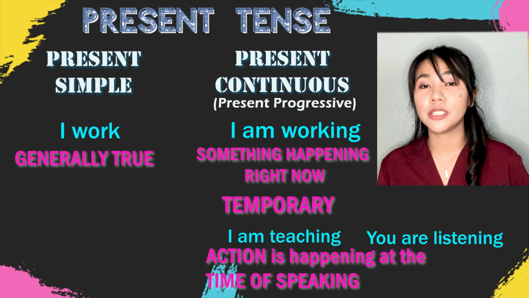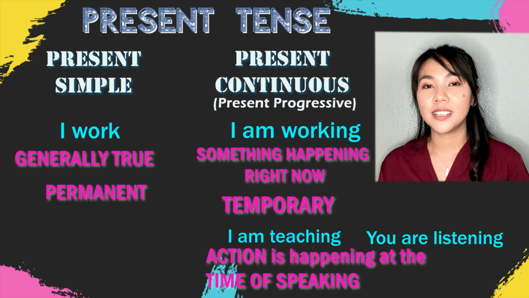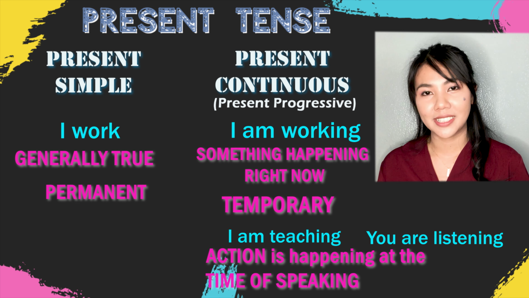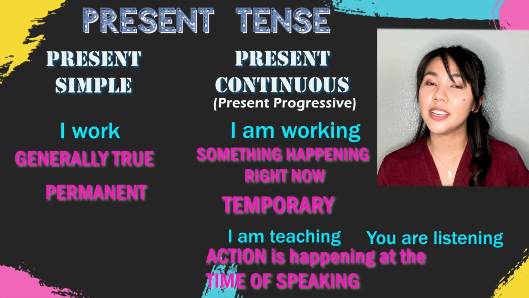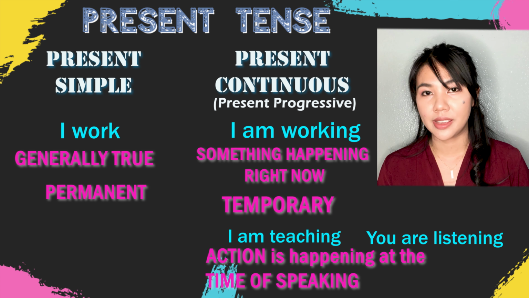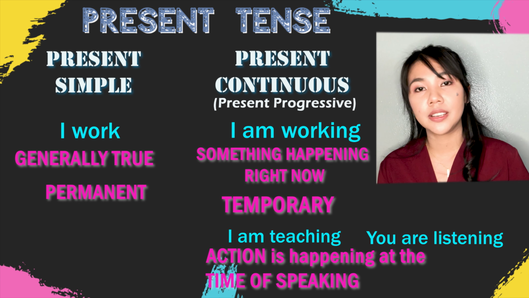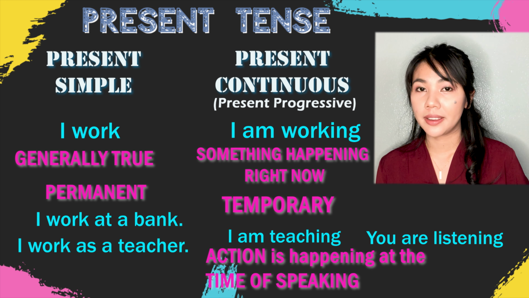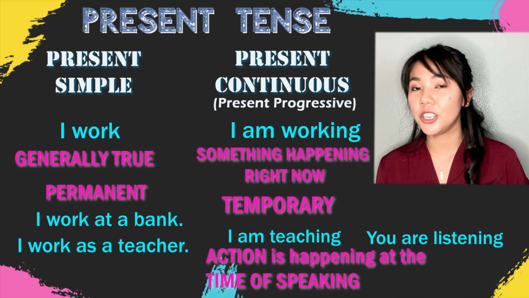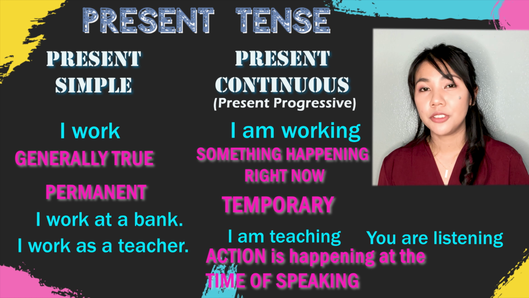Also, present simple is for something that is more or less permanent. Of course, nothing in life is necessarily permanent. We only mean that it lasts all the time. But let's say you're not changing your job every day. So more or less, this is the job that you always have. And this is your permanent job. So then, for those kinds of activities, we use present simple. And we can say, I work at a bank. I work as a teacher. I work. But I am working would just be right now.